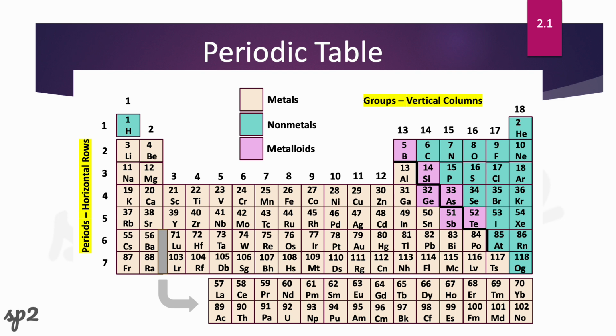Now, the vertical columns are groups. These are numbered from 1 to 18, as you can see on the table. Elements in a group often exhibit similarities in physical and chemical properties. For example, if you look at group 11, I have copper, silver, and gold, and these are metals that are slightly less reactive than most of the other metals, which is why they have been traditionally used to make coins. That is pretty cool.